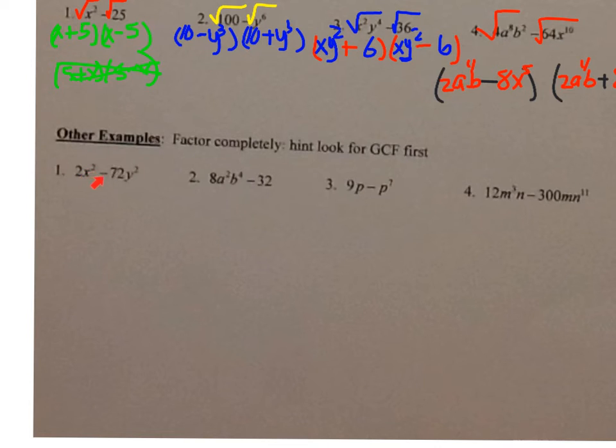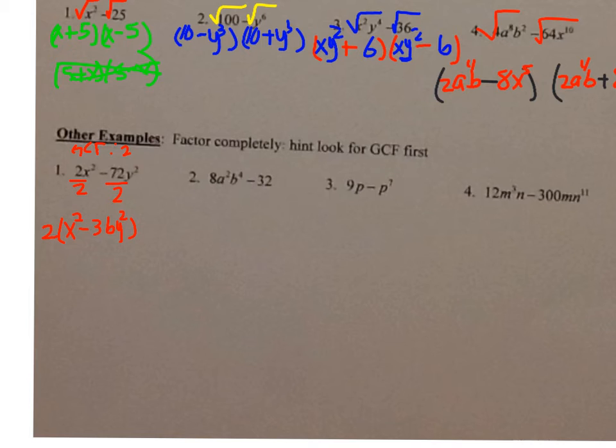2x squared minus 72y to the 2nd. So I notice I have a 2 and a 72. They're both even, so obviously 2 has to go into 72. This one has an x, this one has a y, so no GCF there. So we're going to factor out 2 as the GCF. So let me just write GCF up here. It's 2. Remember, we divide everything by 2, and then we put the GCF on the outside of the parentheses. And then we get x squared minus 36y squared.